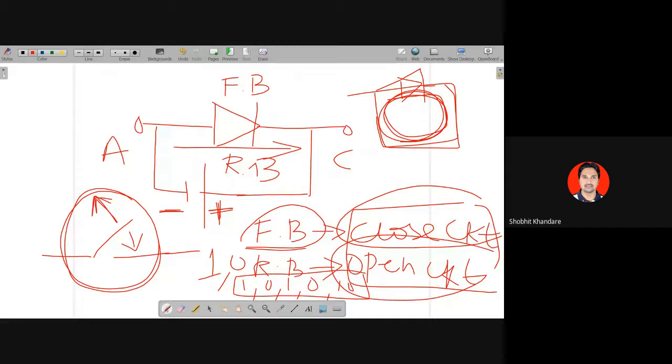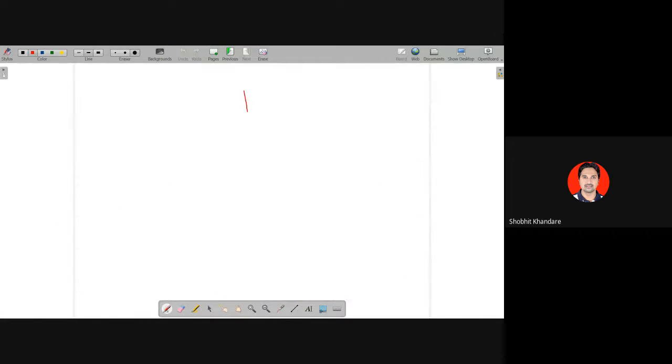Okay. The same thing applies to the BJT. So here you have a base. Here you have a collector. Here you have an emitter. Okay. And this is the arrow which is pointing outward.